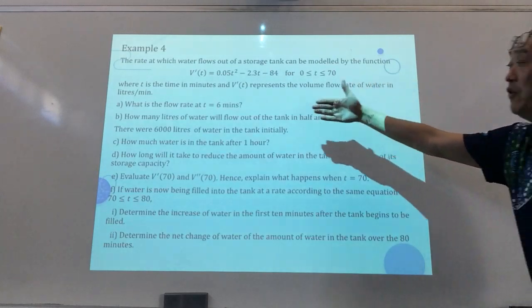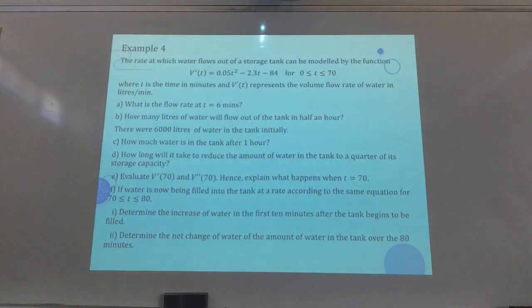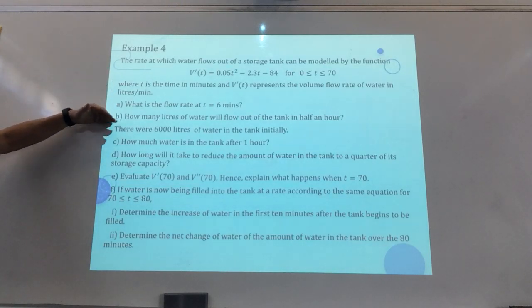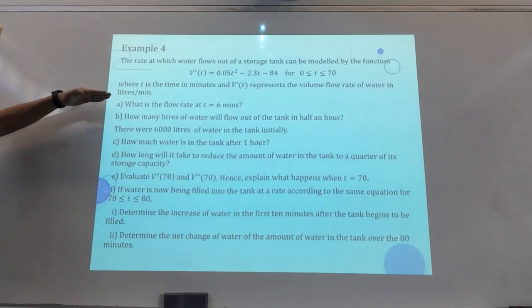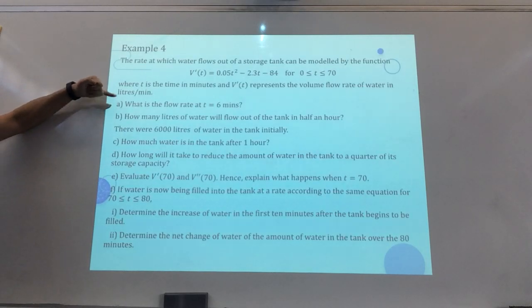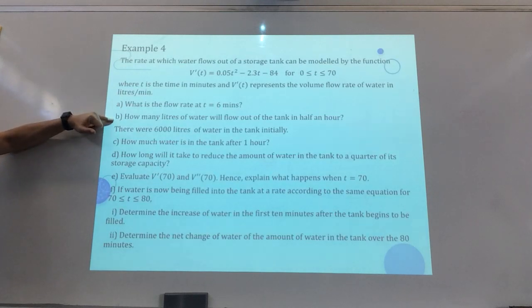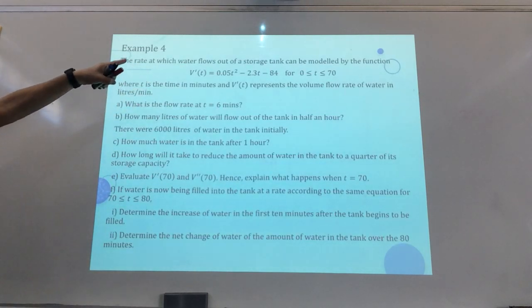So the first one: what is the flow rate at 6 minutes? It's just V(6). The first question is normally leading you into the whole thing. The first two are pretty straightforward. That is just substituting t equals 6 into the function, giving negative 96 liters. Then you need to integrate for half an hour.